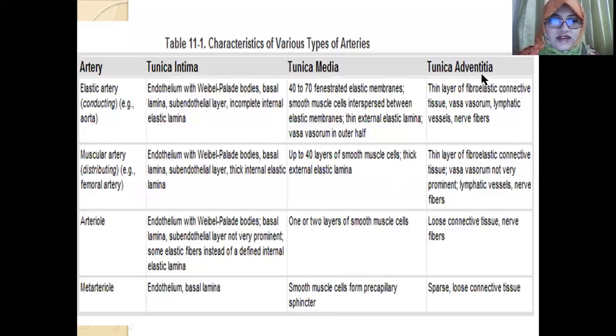And in case of tunica adventitia, in elastic artery, a thin layer of fibroelastic connective tissue is present, and also vasa vasorum, lymphatic vessels and nerve fibers are present. In muscular artery, a thin layer of fibroelastic connective tissue, vasa vasorum, not very prominent here, and also lymphatic vessels and nerve fibers are present here. In case of arteriole, loose connective tissue and nerve fibers are present, and in case of metarteriole, sparse loose connective tissue is present in tunica adventitia.